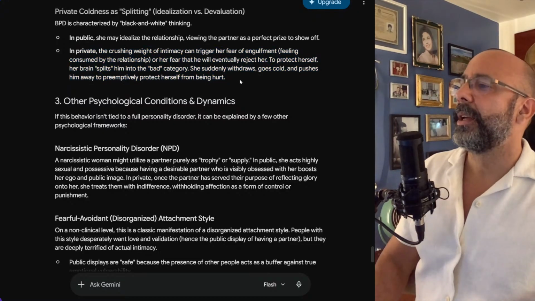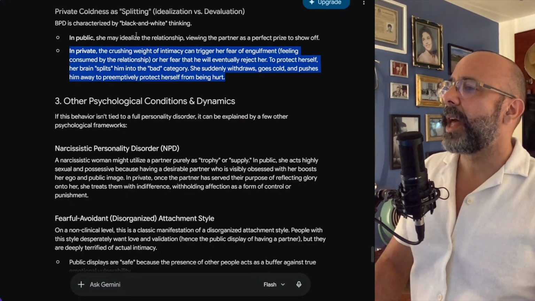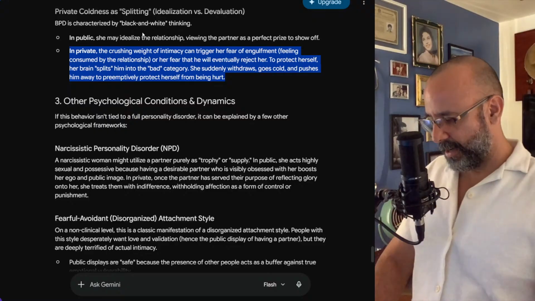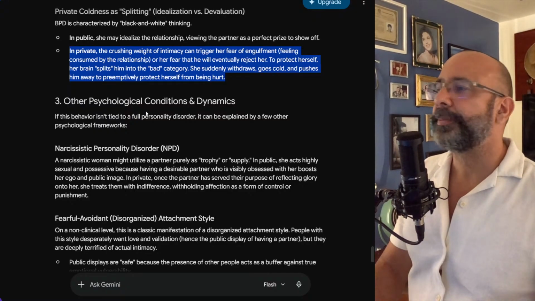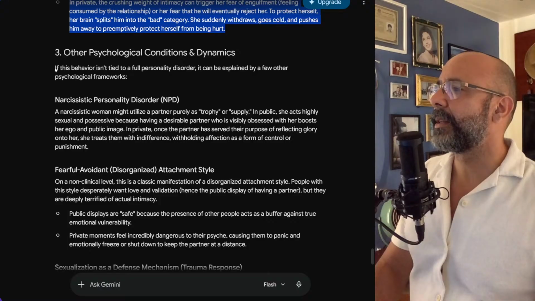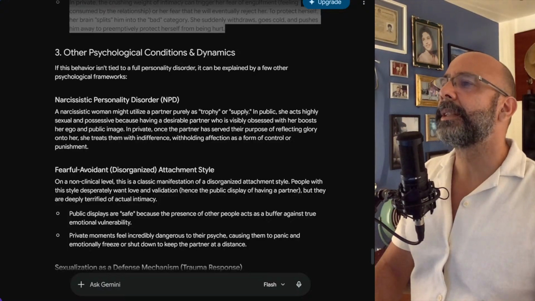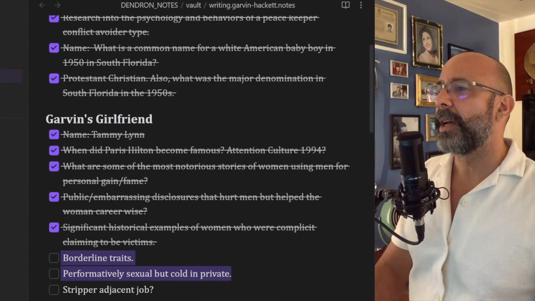Oh, that's interesting. So the splitting is the good and bad. That's kind of cool. Okay, other psychological conditions. Let me write that down though, because that's kind of neat. It's cool to have a term for it.